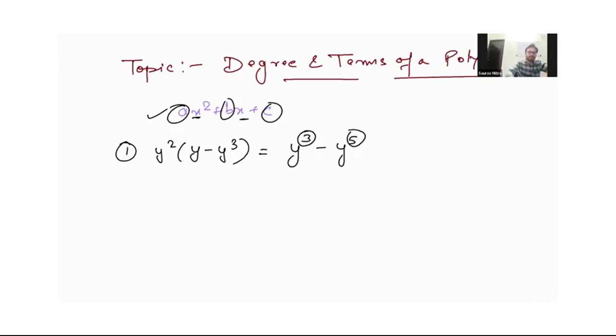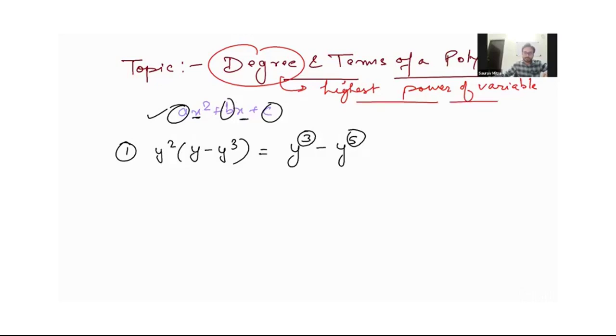So what is your degree? Degree means the highest power. Degree is the highest power of the variable. That means the highest power here is 3 or 5? 5. So the degree of this polynomial will be 5. Clear? So we are finding the degrees of the polynomial. Polynomial degree means the variable which has the highest power. That will be called the degree of that polynomial.